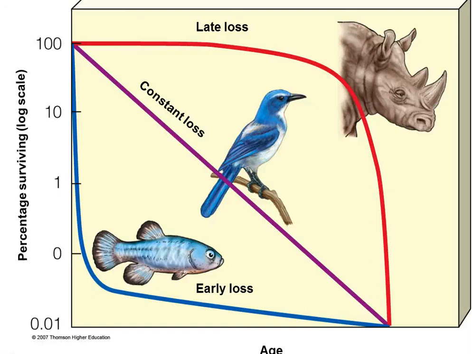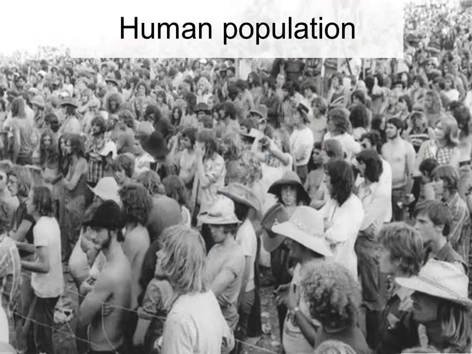And so you see the small fish there, the chub or darter, early loss, they don't live very long. There are many of them that are born. You see a bird there that has constant loss throughout its life, so it dies throughout its life, not at one time. And then you see the rhinoceros or humans or other large animals that live a long time and really lose most of their young at a much later point and become fairly old.